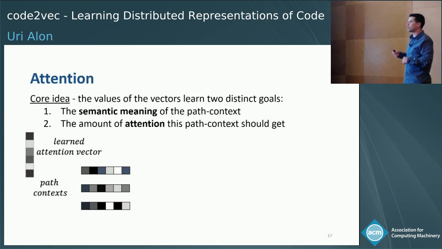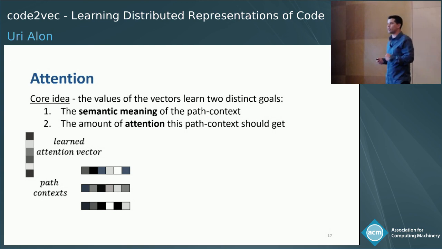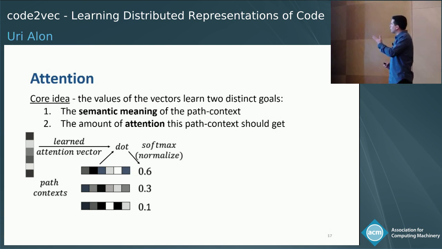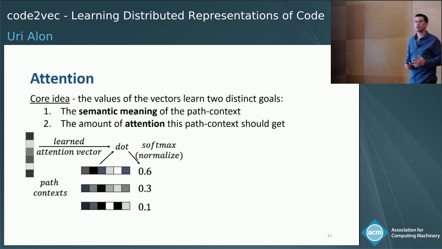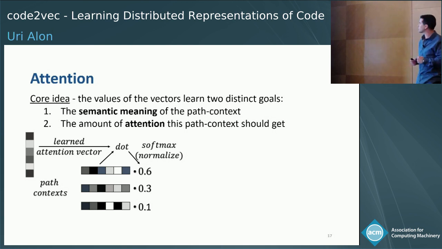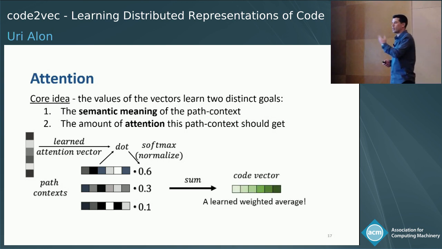Now, to compute the weights in the weighted average, we perform a dot product between every path context vector and the attention vector, and we get scalar scores for each path context vector. We then normalize these scores using a function called softmax, which makes sure that these scores sum to 1. We then multiply each path context vector by its normalized score. And finally, we sum these weighted vectors and get a single code vector.